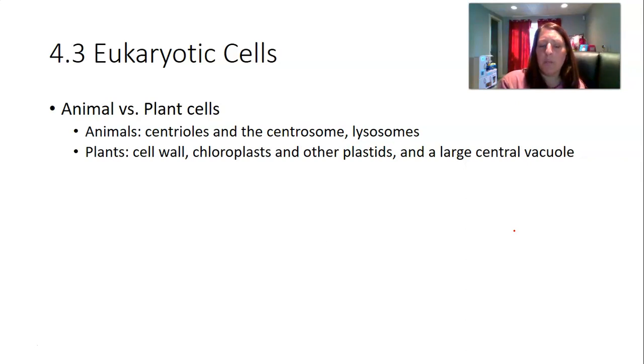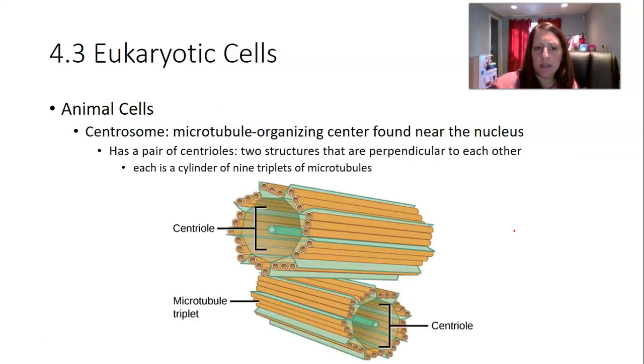Okay, what do plant cells have that animal cells lack? Plant cells have a cell wall, they have chloroplasts and other plastids, and they also have this large central vacuole. It's usually filled with water, surrounded by a membrane called the tonoplast. Those things are not found in animal cells. Let's take a peek at some of these.